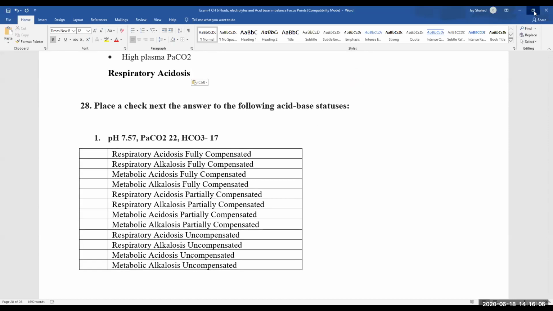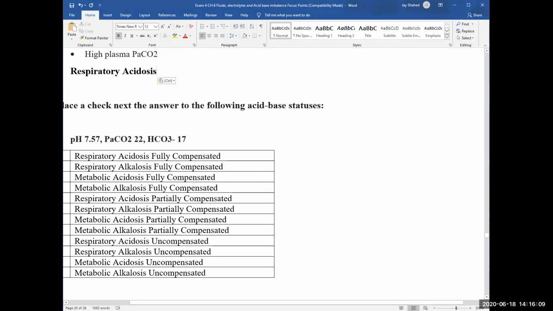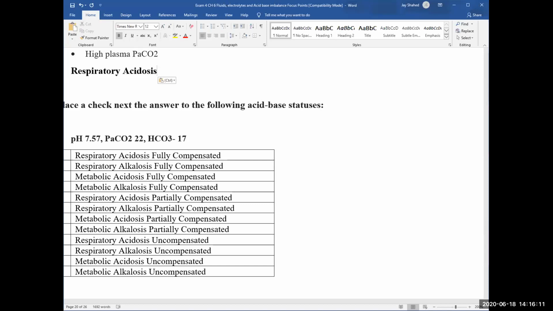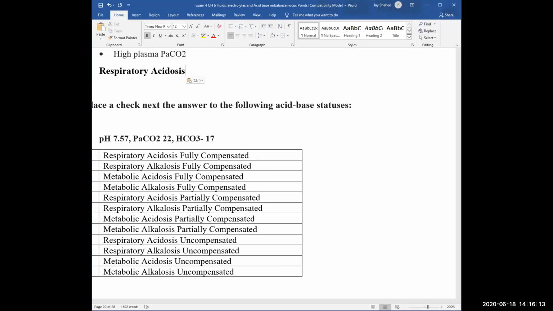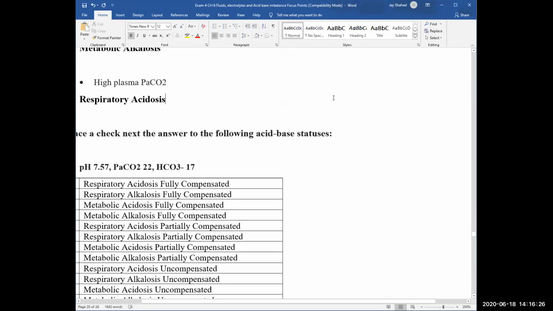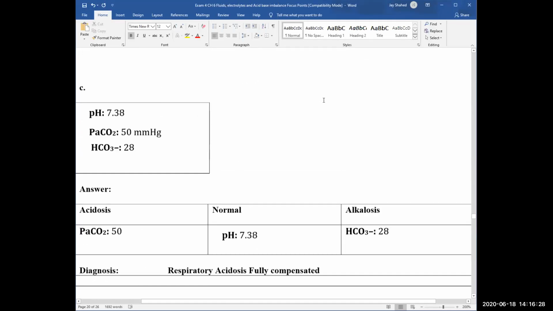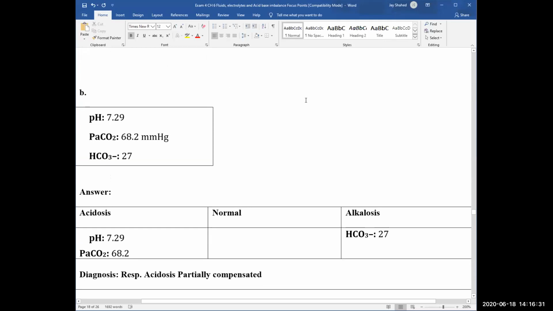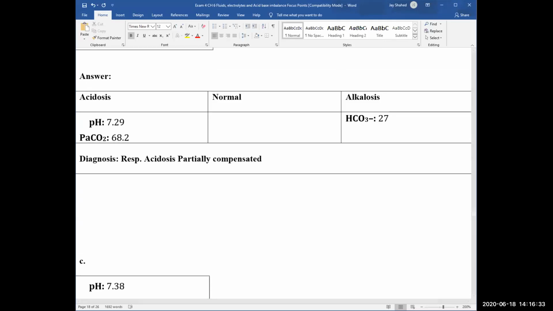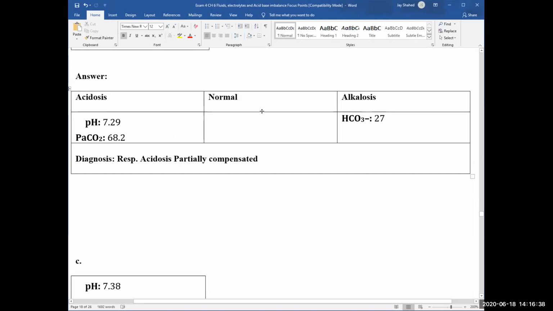Okay, so let's see if we have them right. Just checking the answer key, just to make sure that we're good. While you're looking, Dr. J, how many of these types of questions are going to be on the exam? I think about 20 to 25.